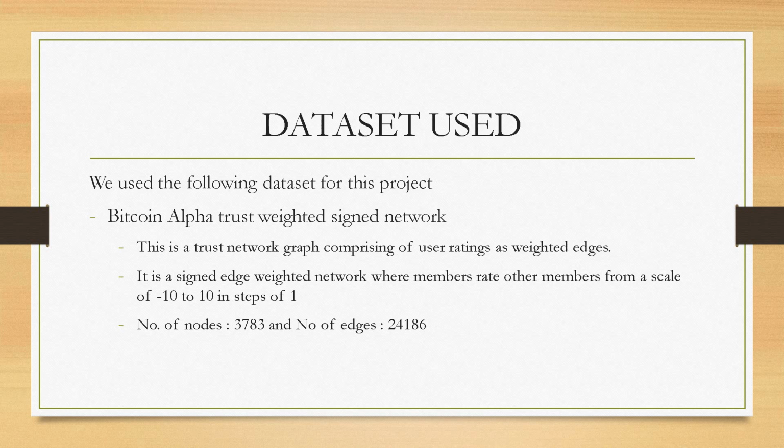The dataset that we're using in this paper is Bitcoin Alpha. It is a trust network graph comprising of user ratings in Bitcoin platform. It is a signed edge weighted network where members rate other members from a scale of -10 to +10 in steps of 1, 10 indicating total trust and -10 indicating total mistrust. Each row in the dataset consists of source, target, rating, and timestamp at the time of rating, measured in seconds. There are 3,783 nodes and 24,186 edges.